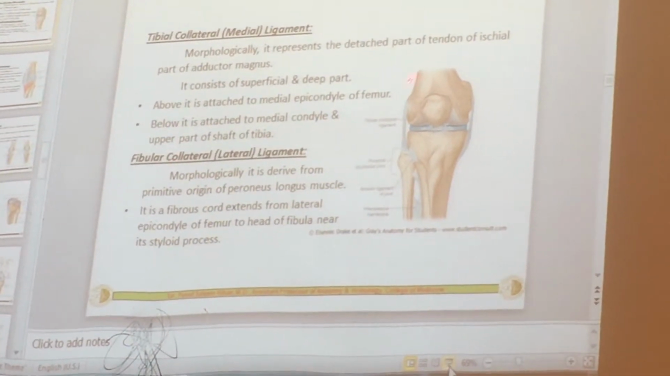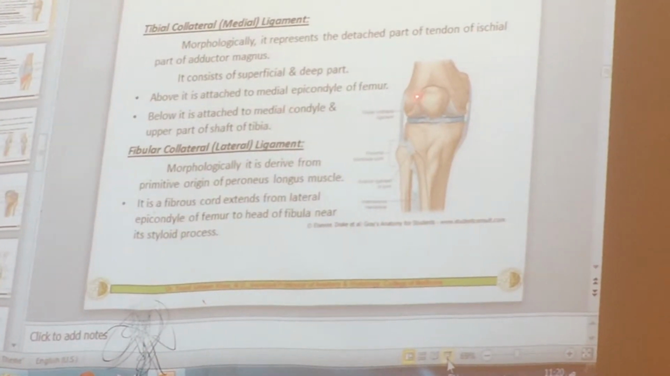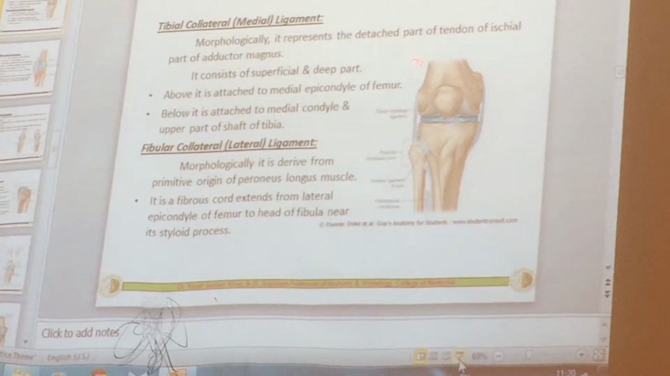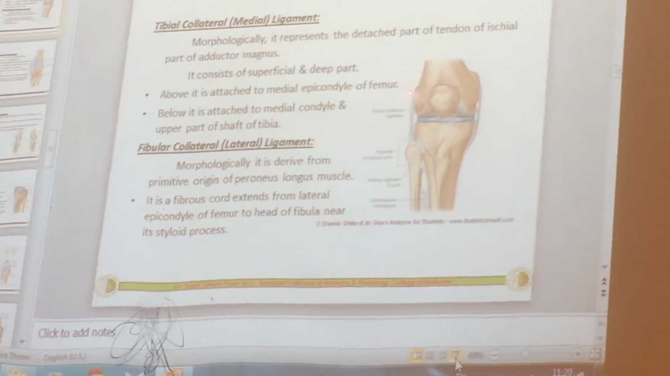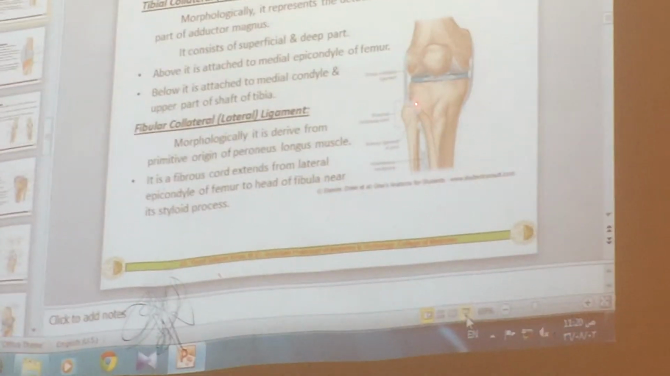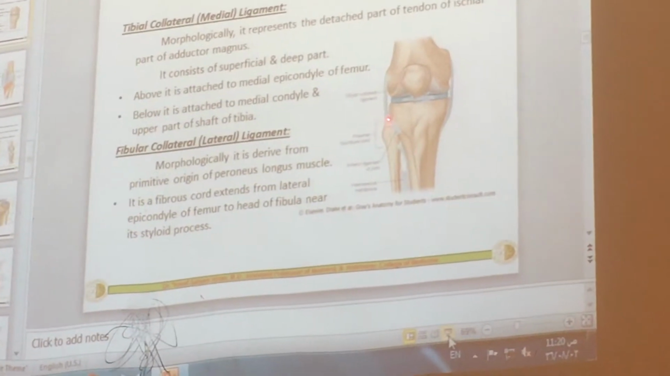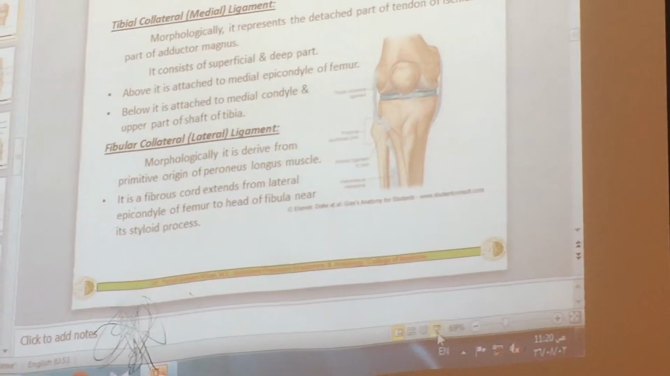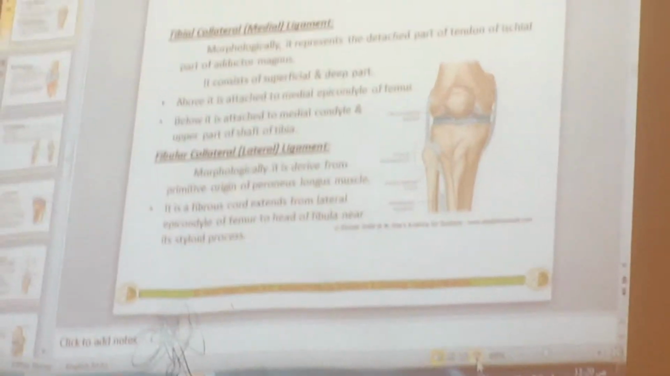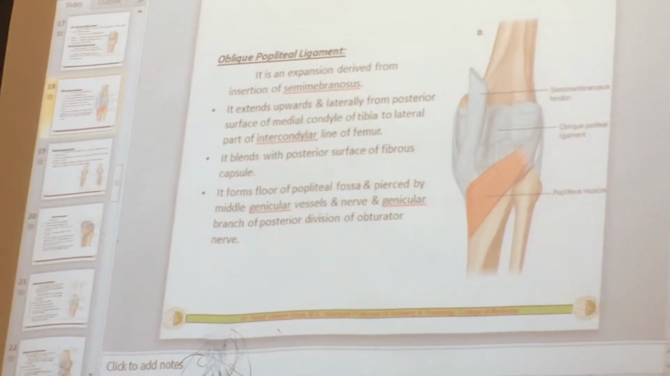Second, there is the fibular collateral ligament on the other side. It is on the lateral side, so it is also called the lateral ligament. This is connecting the lateral condyle of the femur with the apex of the fibula. You can see here is the apex of the fibula. So this is the fibular collateral ligament. So there are two collateral ligaments which are very important, the tibial as well as the fibular collateral ligament.